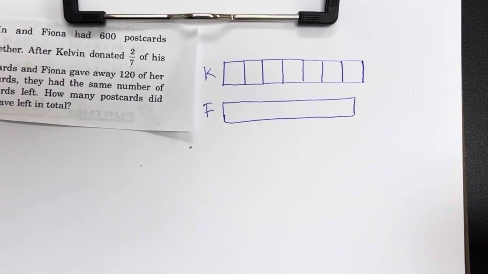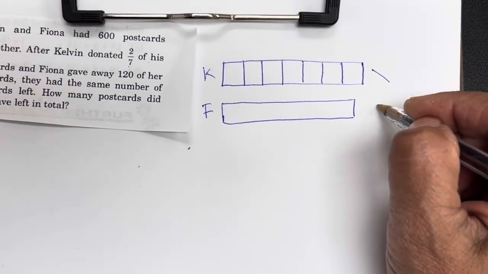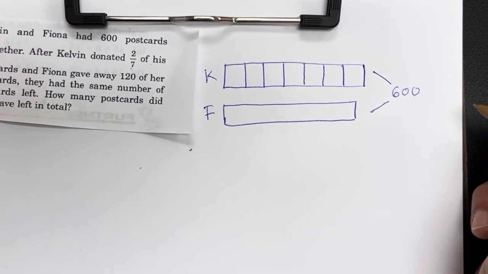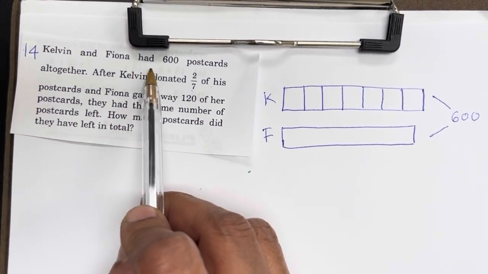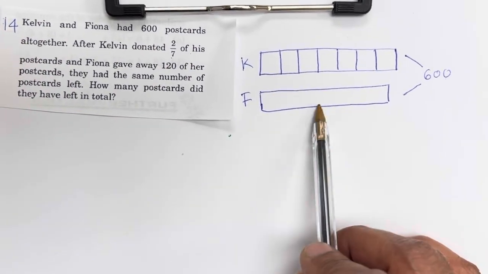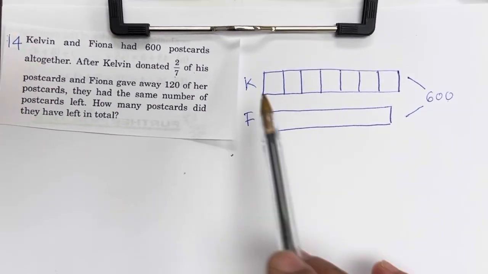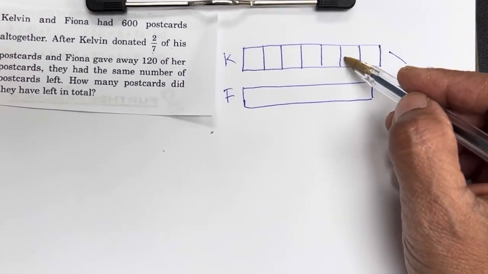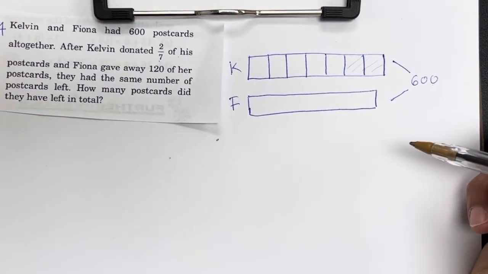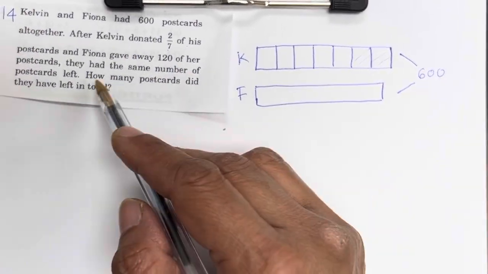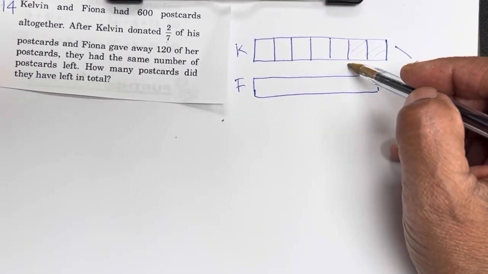she has. Anyways, we know that these two combined have 600 total postcards because that's mentioned very clearly. Kelvin and Fiona had 600 altogether. So between the two, they have 600. Kelvin is going to be donating 2/7, so let's just go ahead and block that off. And Fiona is giving away 120, after which both will have the same size bars left.